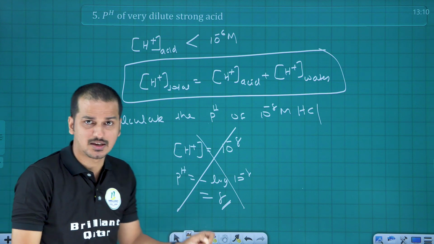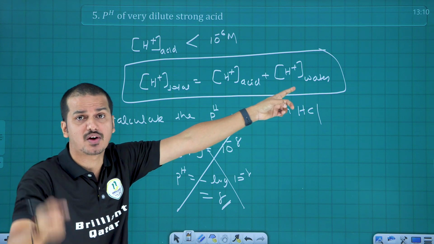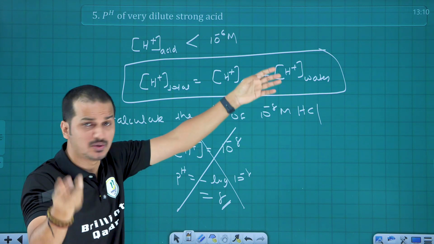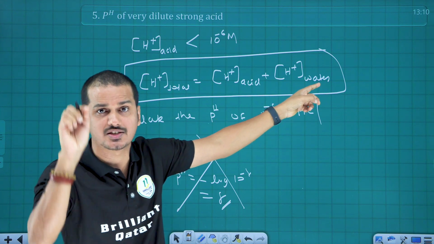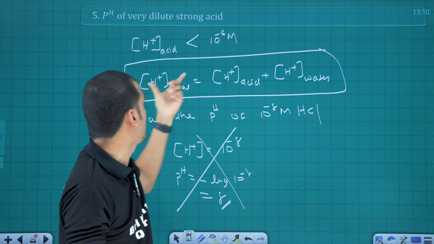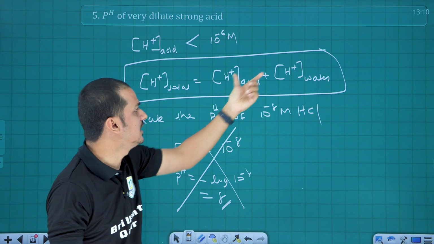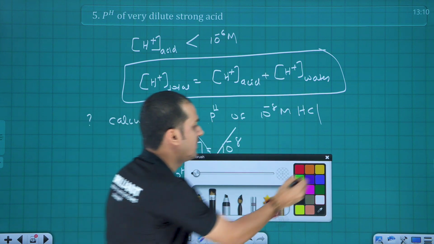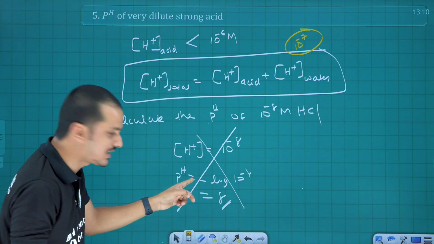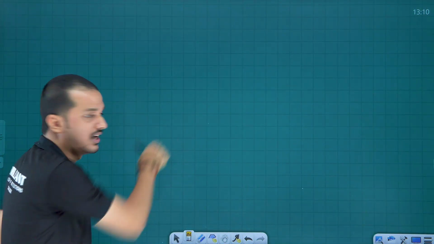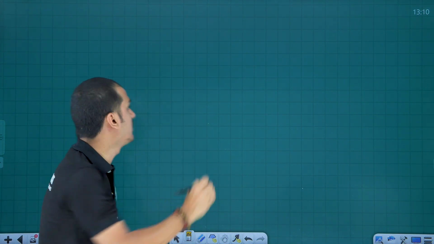That idea you have to keep in mind. Concentration of H plus total is equal to what? Concentration of H plus from acid plus concentration of H plus from water. Why? In the case of very dilute acid, in water the concentration of H plus is 10 raised to minus 7, and that also you have to consider in the total H plus concentration. What's the concentration of H plus from water at 298 Kelvin? 10 raised to minus 7 molar. With that considered, this will be the question I asked already: the pH of 10 raised to minus 8 molar HCl. How can we calculate?